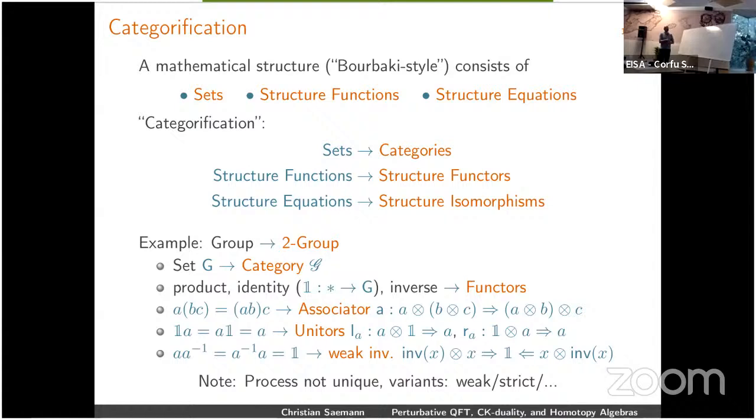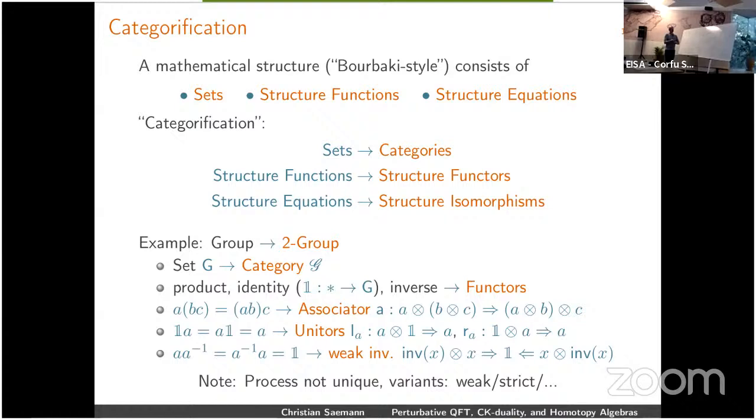The structure functions are the product map, the identity, and the inverse. I mean, the identity is usually the preferred object, but in category theory, the mantra is always that it's better to work with morphisms instead of objects. So we always regard this as a particular morphism into our group. And yeah, we can generalize these to particular functors.